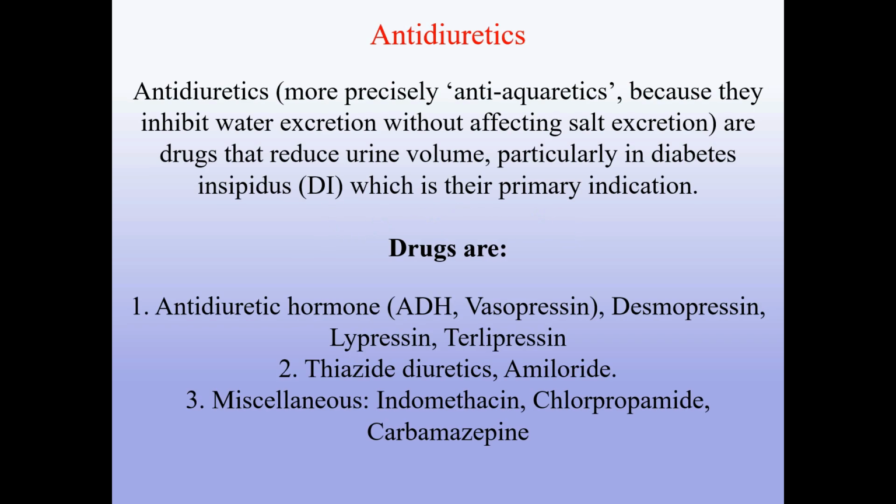And the last part of our lecture is antidiuretics. Antidiuretics, more precisely antiaquaretics, because they inhibit water excretion without affecting salt excretion, are drugs that reduce urine volume, particularly in diabetes insipidus, which is their primary indication. Drugs are antidiuretic hormone, with which we met before: vasopressin, desmopressin, lypressin, terlipressin. Second, thiazide diuretics, amiloride. And third, miscellaneous: indomethacin, chlorpropamide, carbamazepine.